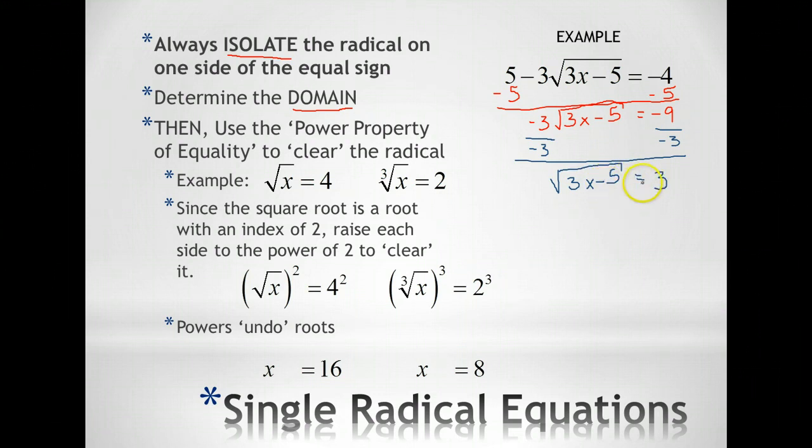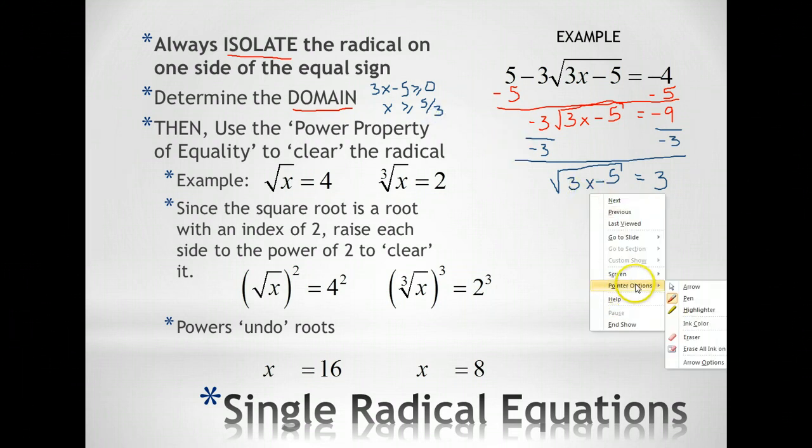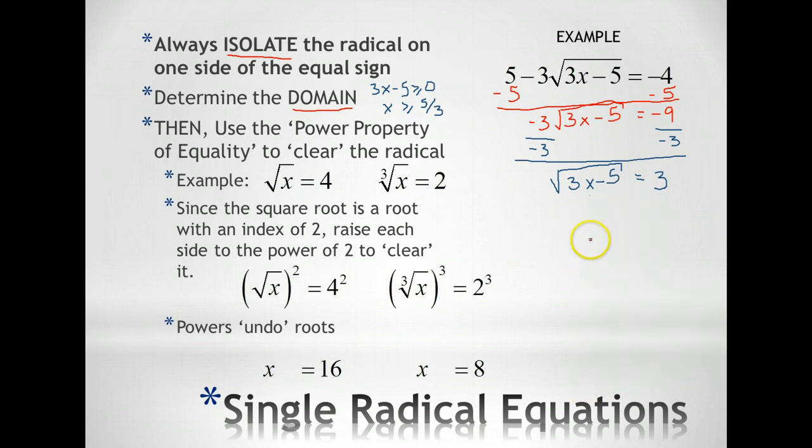Now I make sure that the radical equals a positive number, which it does, and then I check the domain. The domain requirement is that the radicand, the stuff inside, is greater than or equal to 0. So I solve this linear inequality and I get that x must be greater than or equal to 5 over 3. Okay, so we just need to keep that in mind for when we finish this problem. The next thing that we have to do is clear the radical.